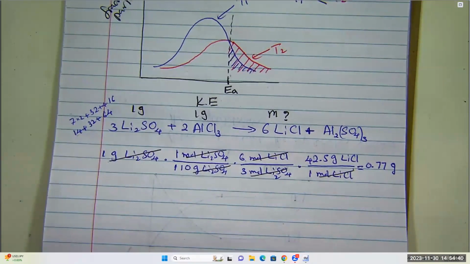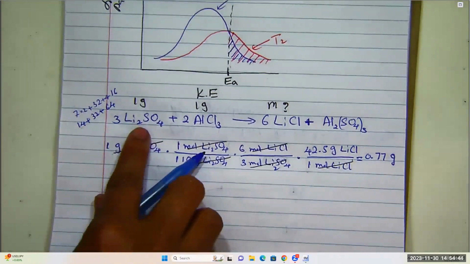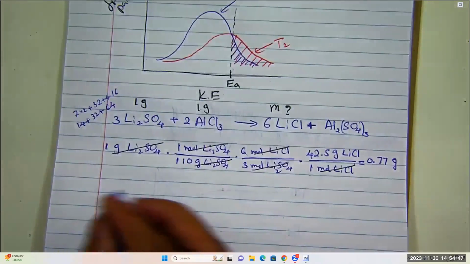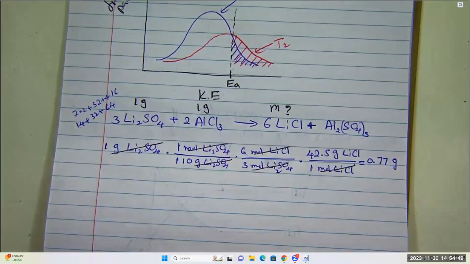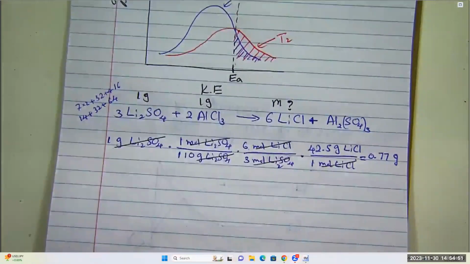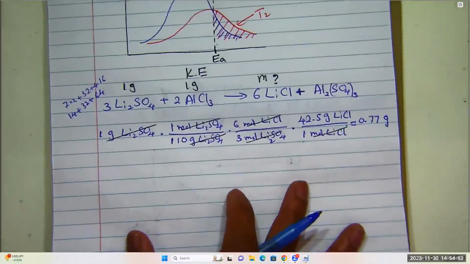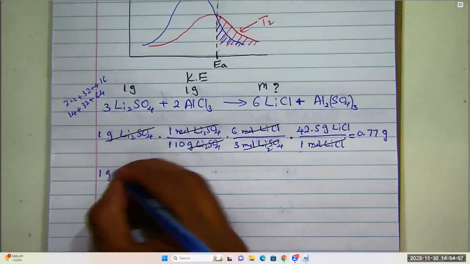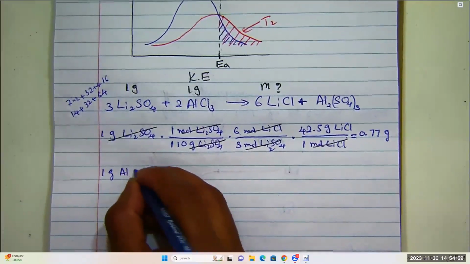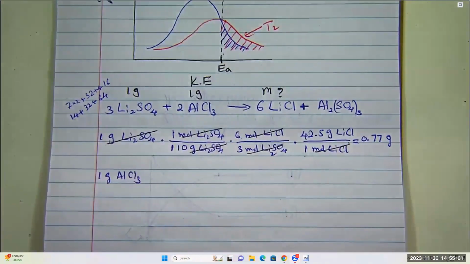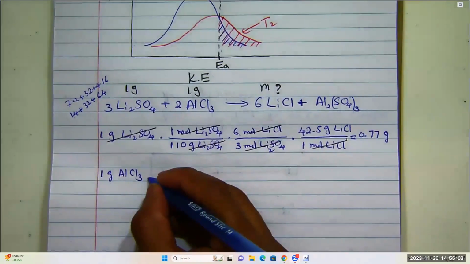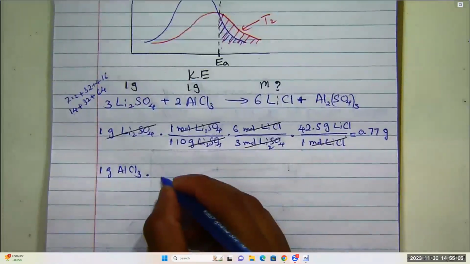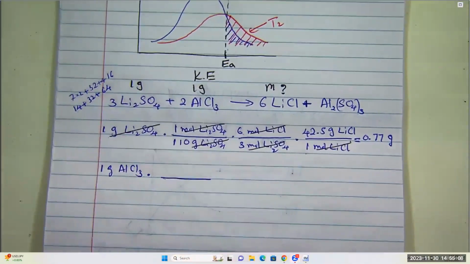All right. Now we need to do this again. So we don't have to think too much. Now this is assuming lithium sulfate as my limiting reactant. So let's say that aluminum chloride was your limiting reactant. So let's do the same calculation with aluminum chloride now. All right. So we have 1 gram of aluminum chloride given. We always start with what is given, but we don't need the grams of aluminum chloride. So I'm going to divide this by the molar mass of aluminum chloride.